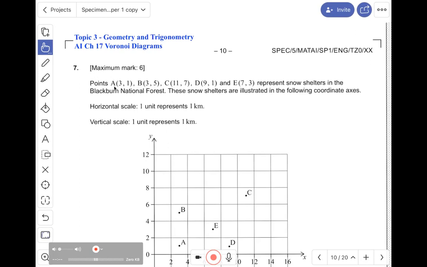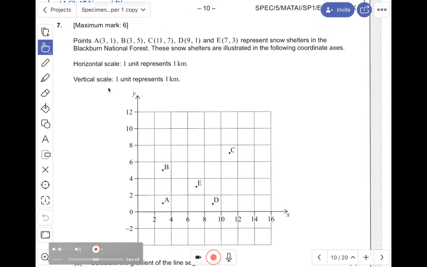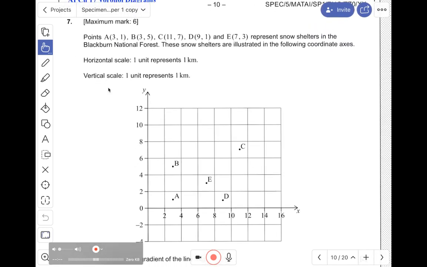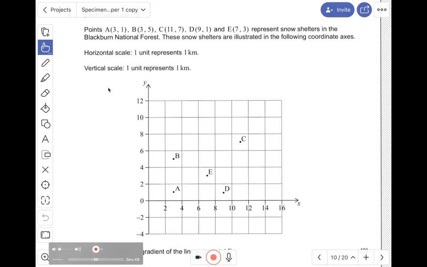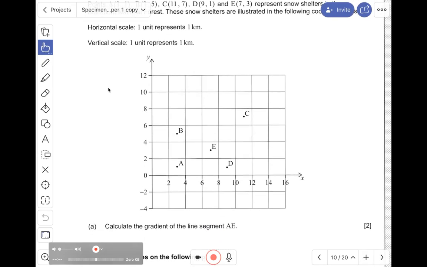You're given a diagram that shows where these snow shelters are in the national forest. Okay, just in case there's a blizzard and you got to hang out somewhere warm and dry.